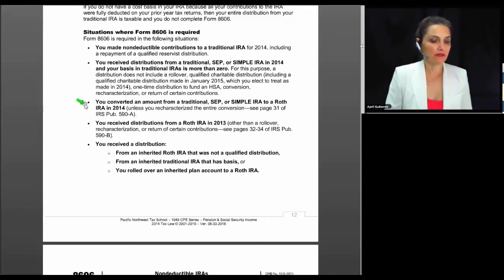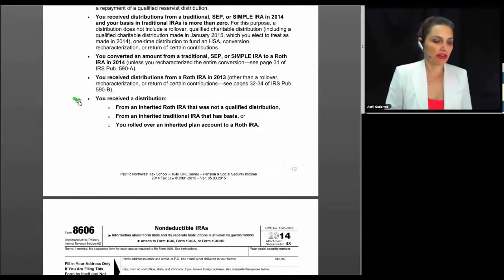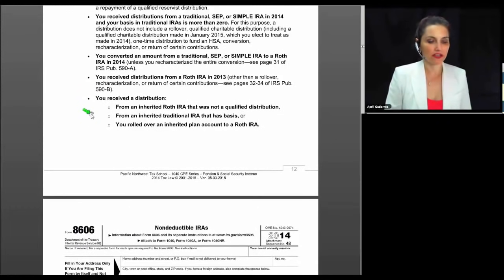You converted an amount from a traditional SEP or simple IRA to a Roth IRA, or you received a distribution from a Roth IRA during the year. Or you received distribution from an inherited Roth IRA that was not a qualified distribution, from an inherited traditional IRA that has a basis, or you rolled over an inherited IRA plan to a Roth IRA.